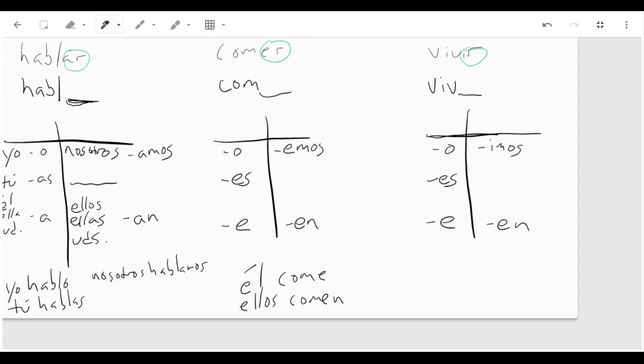All right, and this one's going to be kind of tough because I've got a little box on the corner of my screen, but it would be yo vivo. Right, you want to say I live in Texas. Yo vivo in Texas. Right, ella vive in where I'm from, Georgia. Right, and that's all you do to conjugate normal AR, ER, and IR verbs in the present tense.